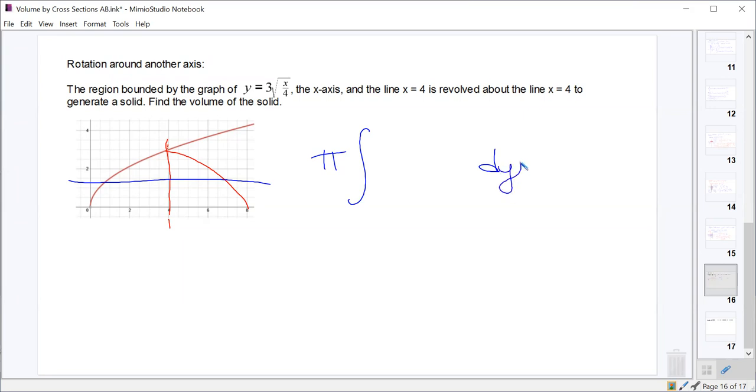What's the lowest value of this region? 0. What's the highest value of this region? 3. Right? You get that because we know the highest value is at x equals 4, so plug in 4, you get 3. Or look at the graph.